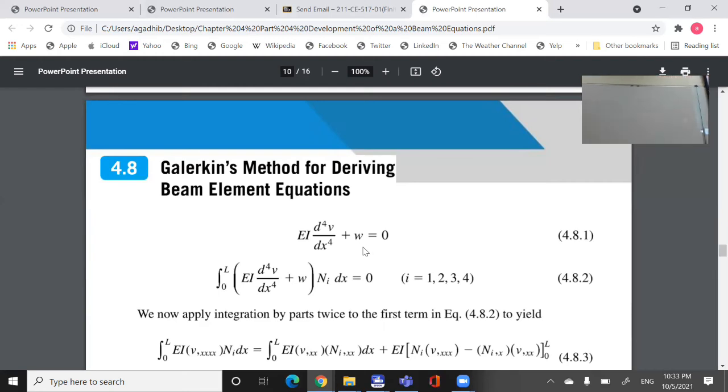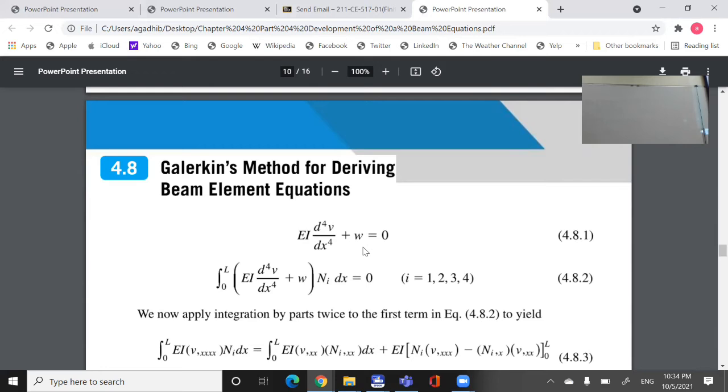Procedure: you take the differential equation. Of course, you are going to use V as an approximate. Therefore, you take the differential equation, put it here, multiply it by the shape function, integrate over the length, and you get 0. How many equations here? 4 equations, right? Because it's Ni. For N1, it's 1 equation. For N2, it's another equation. For N3, another equation.